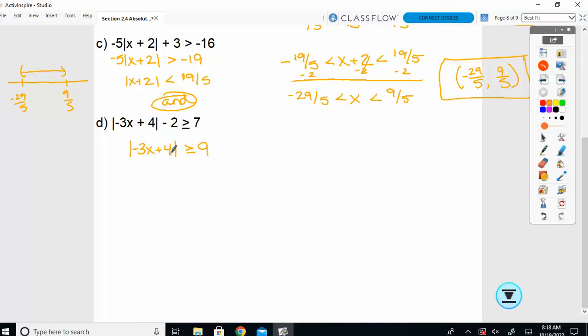Then I have to ask myself, is this an "and" or an "or"? Great, "or". So we should have two separate pieces. For the first piece, you just take away the absolute value. For the second piece, what do you do? Flip the sign, do the opposite. Yep. Flip the inequality and make it a negative, so less than -9.